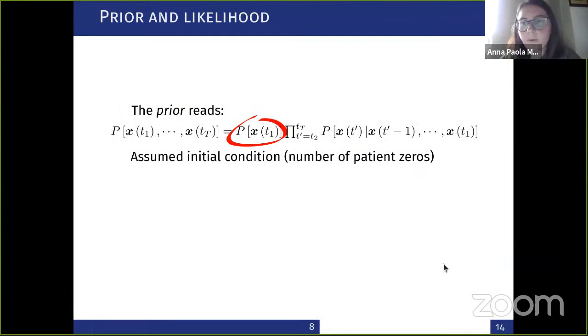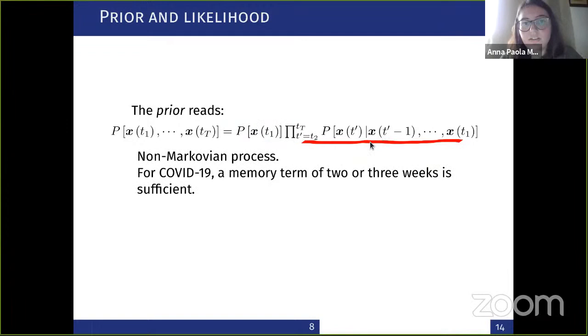Okay, so now our prior is the following. It's the probability of all the trajectories at any time: the probability of the initial condition, which takes into account the number of patient zeros, times the transition probability, which is non-Markovian because the infection probability and the recovery probability that we have just seen depend on time. And the memory term is more or less 3 weeks, because of the terms that I showed you before.